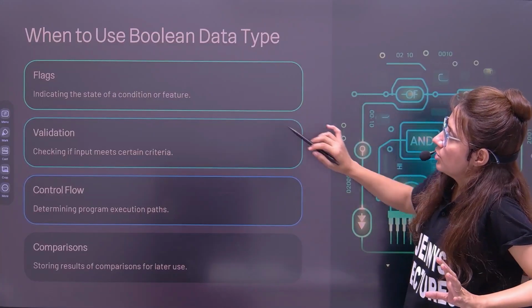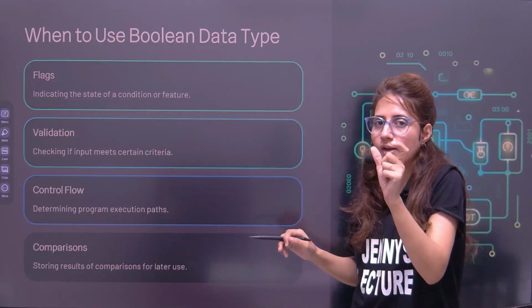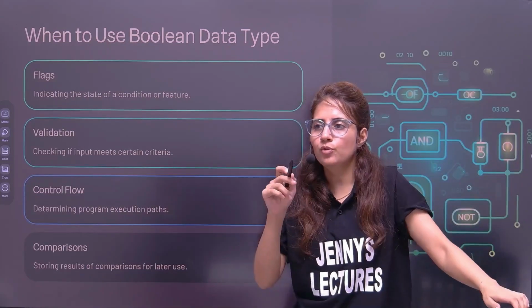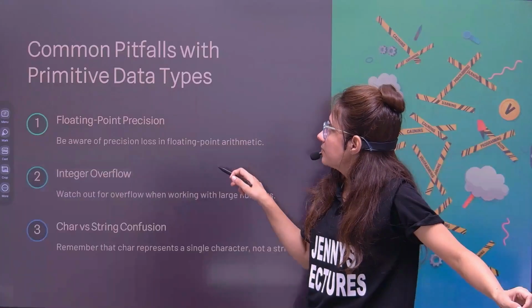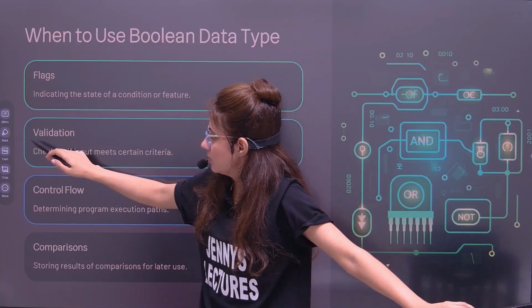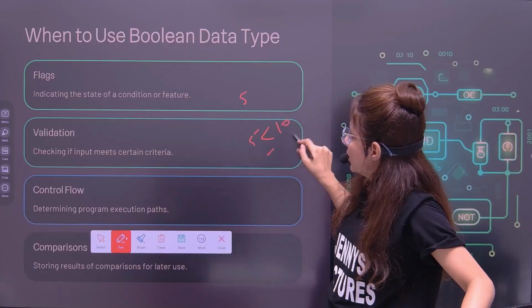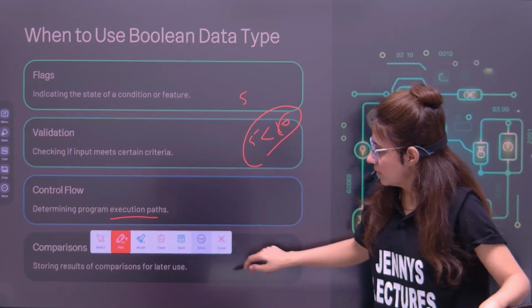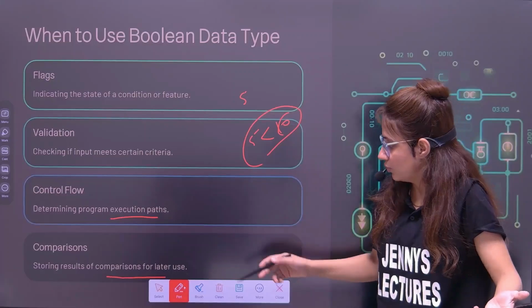So when to use boolean data types, I've told you this also: indicating the state of a condition or a feature. If you want to check any validation on an input, like if I input 5 and I want to check whether this input is less than or greater than some value, suppose less than 10 or not. I have entered 5 and I want to check whether this 5 is less than 10 or not. Input is valid or not based on some certain criteria. In control flow also we use this. In comparison also we can use it, storing the result of a comparison for later use. That I have shown you here.